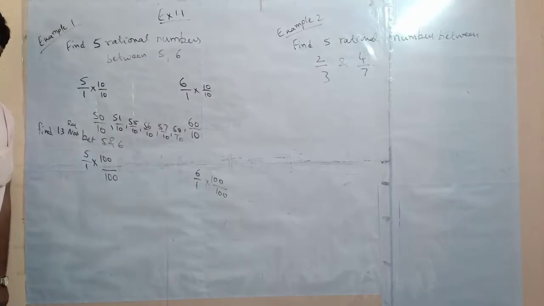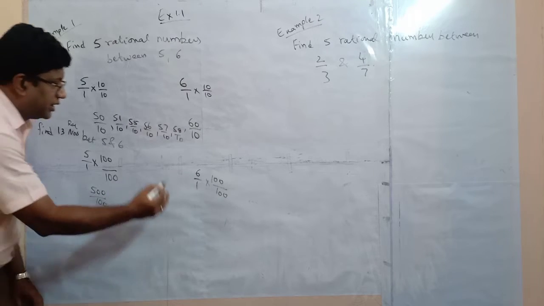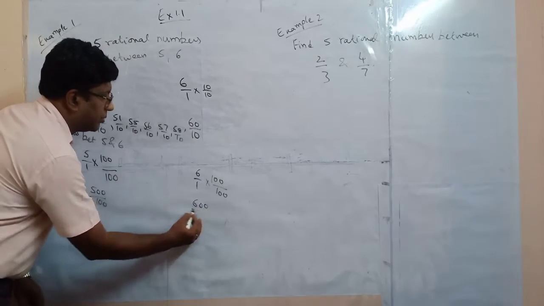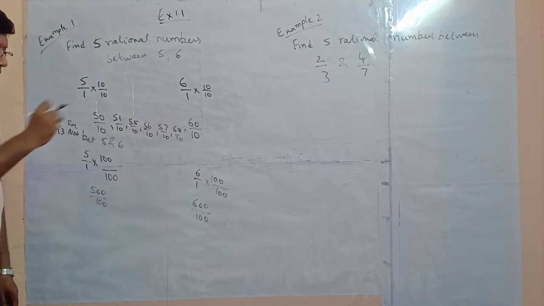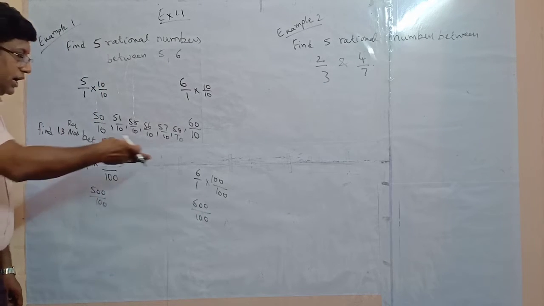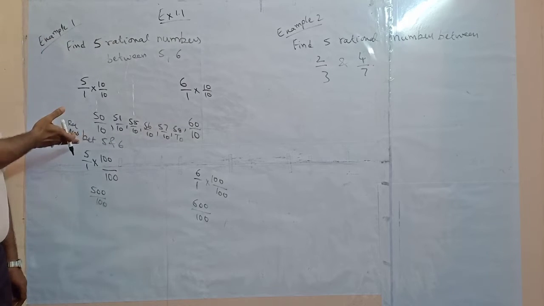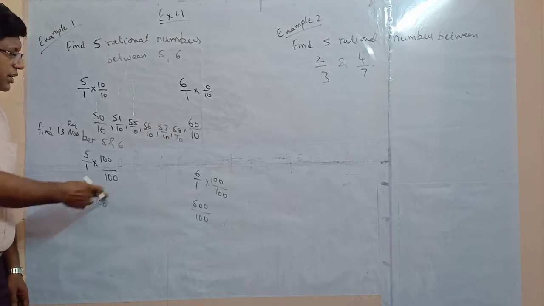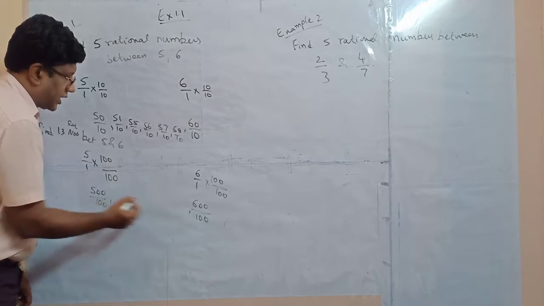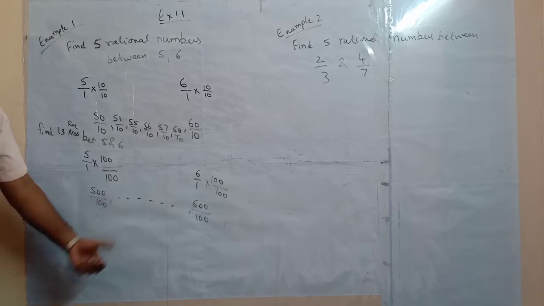What do we get here? We get 500 by 100. Here it is 600 by 100. The value is the same. We cancel zeros, you get 5 and 6. Now between 500 and 600 there are many numbers, more than 13 numbers also we can find. You can choose any number of your choice between 500 and 600 and write the numbers between them, whatever is asked of you. How many ever you want, you can choose them.